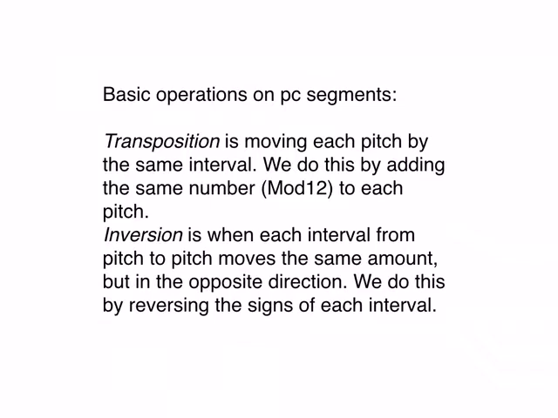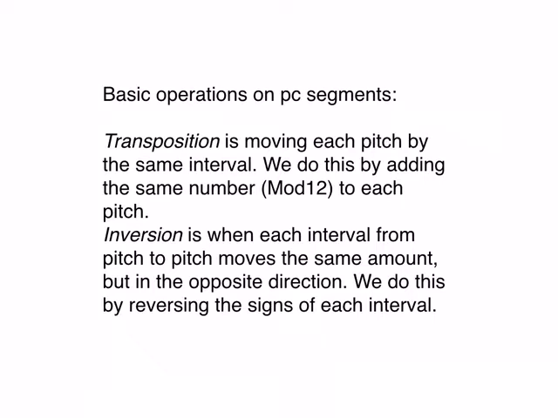So here are the basic operations or the ways that pitch class segments can be moved or manipulated. Some of these are very familiar to you already. Transposition is moving each pitch by the same interval. We do this by adding the same number, mod 12, to each pitch. So in other words, going clockwise around the clock.